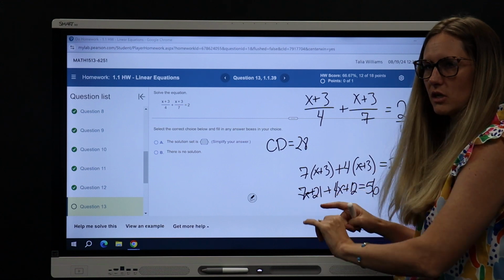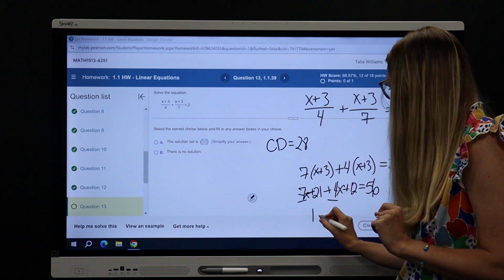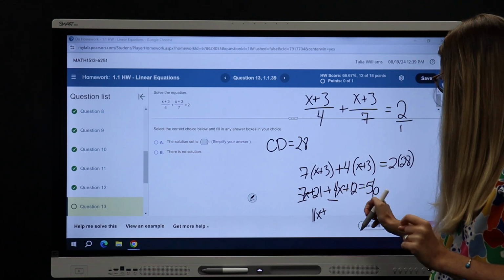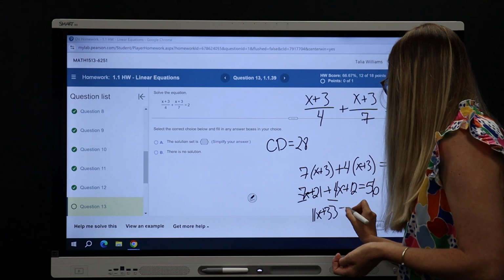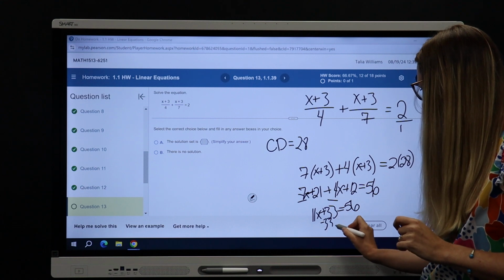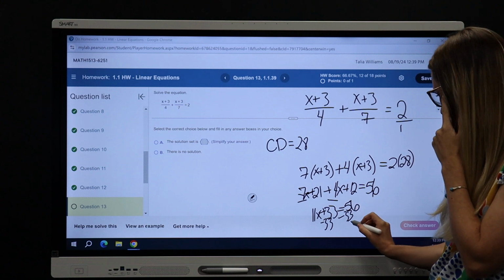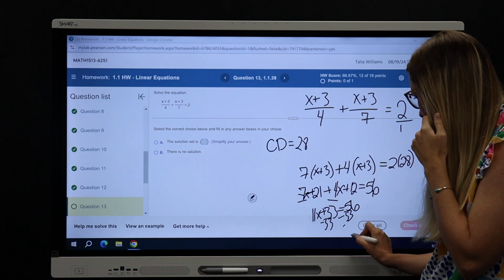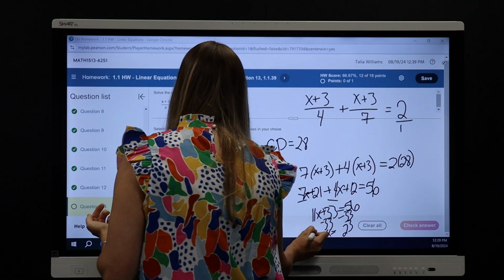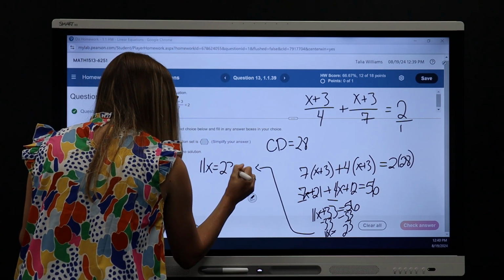Then combine the same terms on the same side. So 7x plus 4x, 7, 8, 9, 10, 11x. 21 plus 12 is going to be 33. Equals 56. Then we're going to subtract our 33. 56 subtract 33, 5 subtract 3, 6 subtract 3. We're going to have 23. 11x equals 23. So we have 11x equals 23.